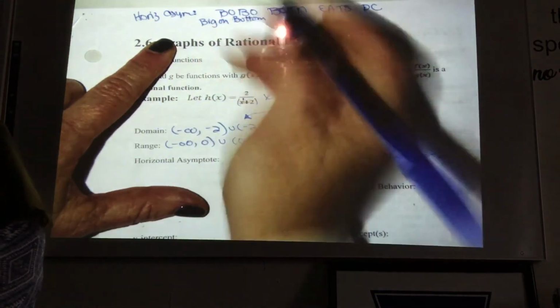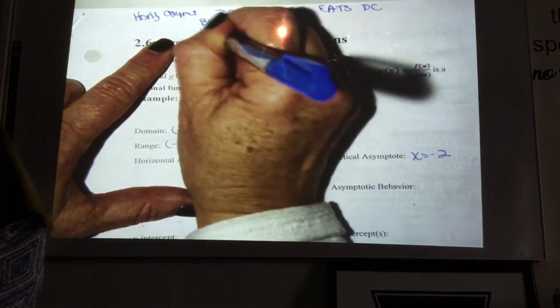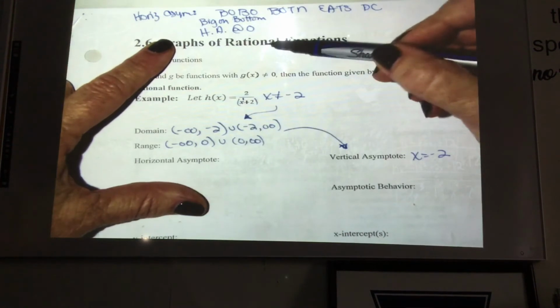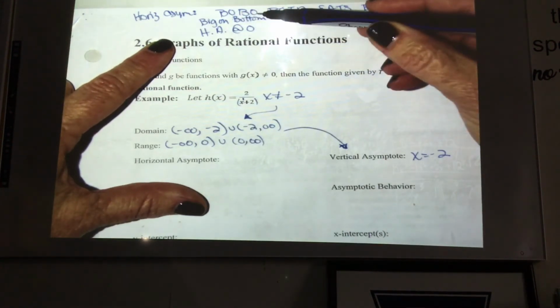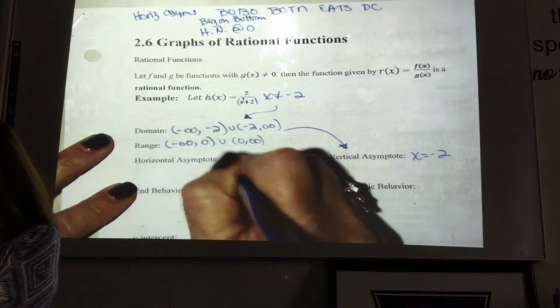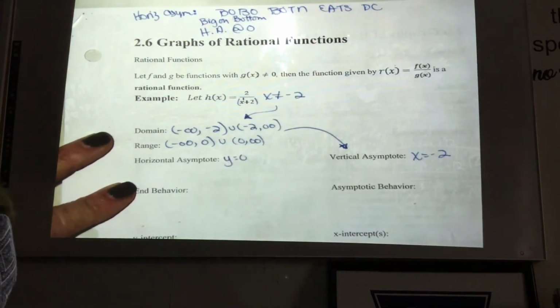All right, so I am big on bottom. Big on bottom. So I have a horizontal asymptote at 0. That's what the Bobo means. Big on bottom, horizontal asymptote at 0. So horizontal asymptote at y equals 0.